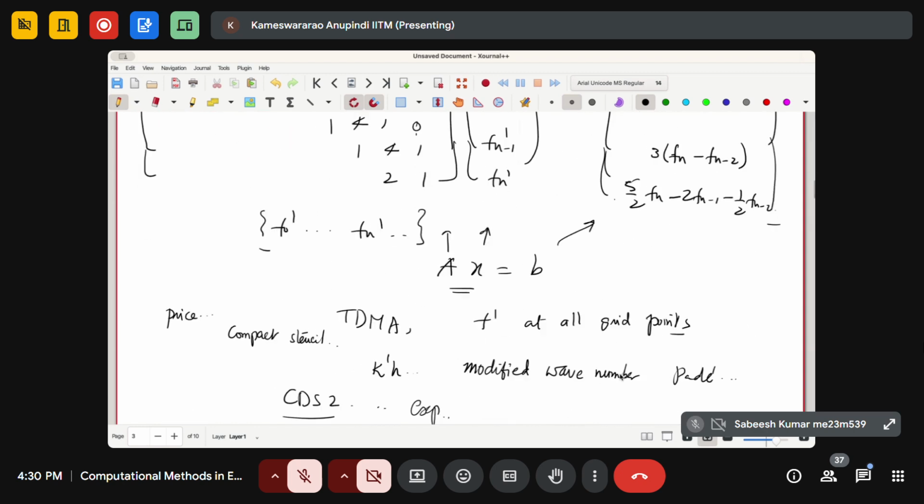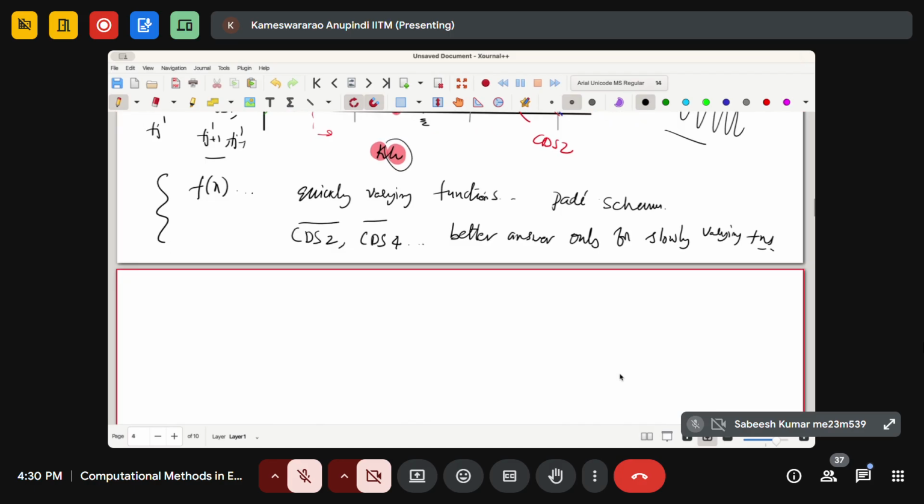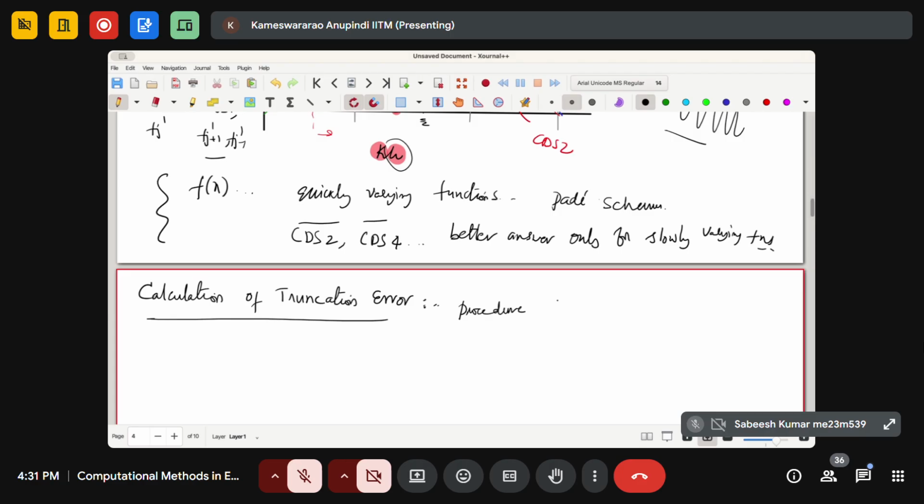All right. Then let's move on to calculation of truncation error. Essentially, what we want to do now is develop a procedure in which, given a function f, or given a governing equation, we can calculate the truncation error.